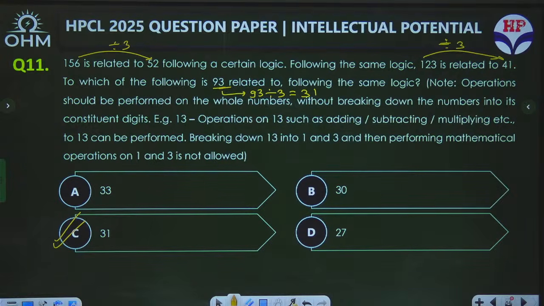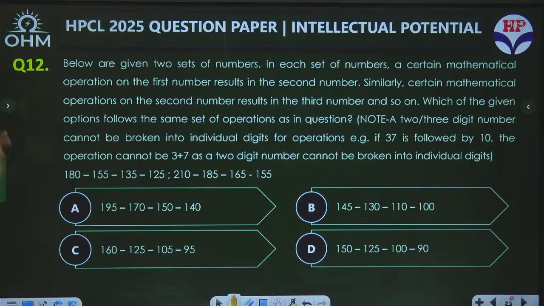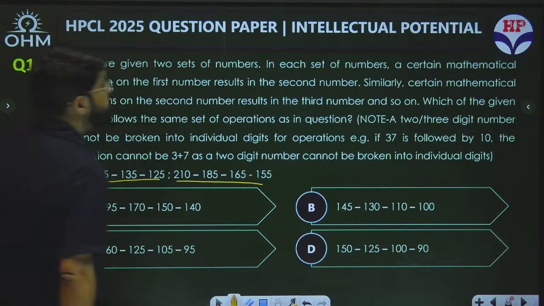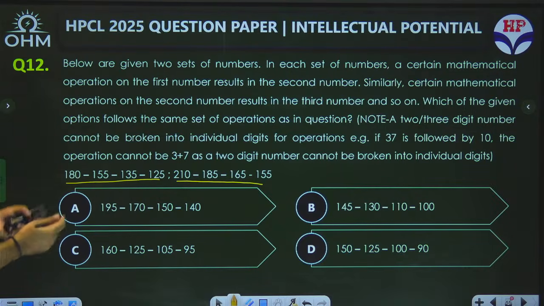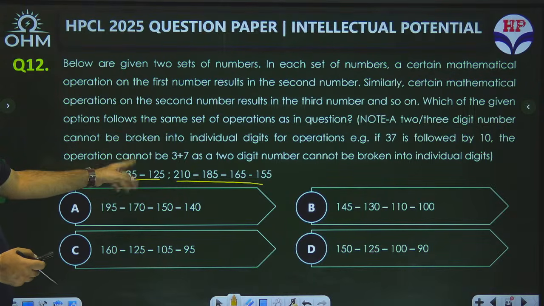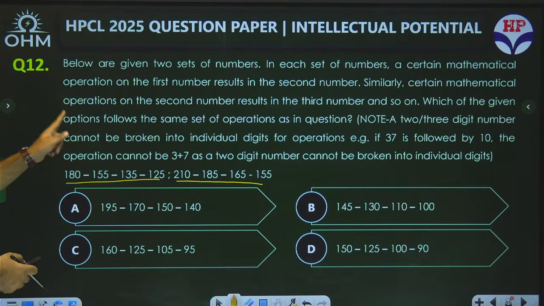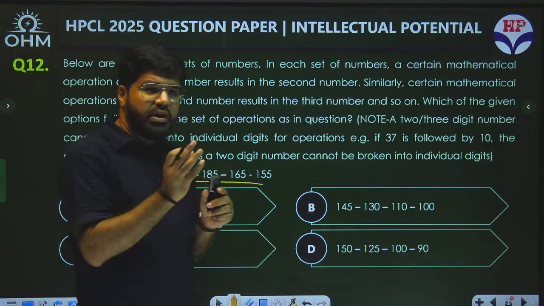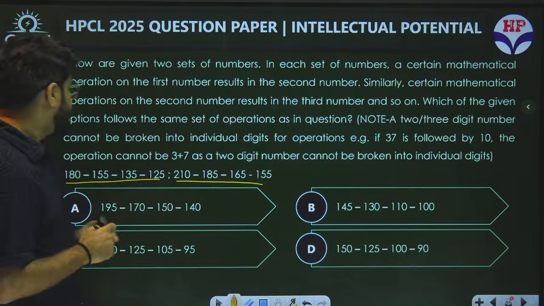Finished. Question number 12. Below are given two sets of numbers. This is set number 1 and this is set number 2. In each set of numbers, a certain mathematical operation on the first number results in the second number. Similarly, a certain mathematical operation on the second number results in the third number, and so on. Which of the following options follows the same set of operations as in the question? Note a 2 and 3 digit number cannot be broken. I mean, if it is 180, you have to consider 180. You cannot break it into digits. That is what they have also mentioned for clarity.